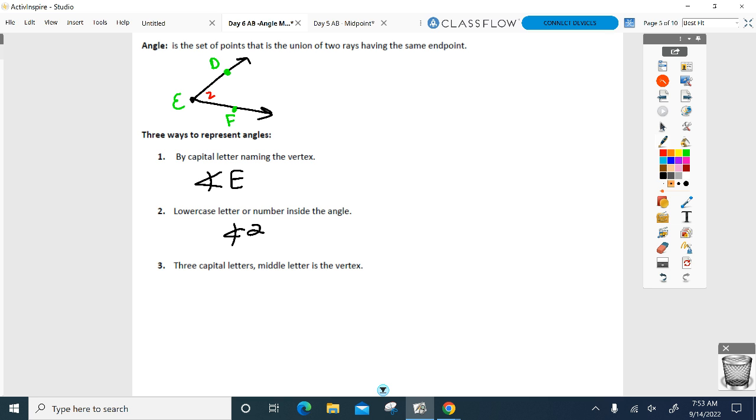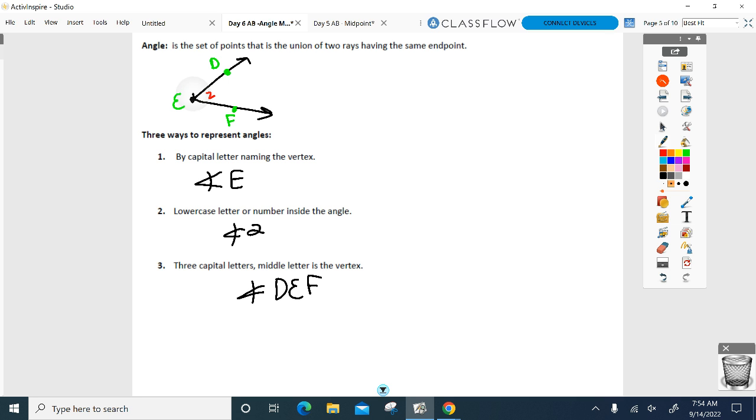Here's what I prefer you do. Name it with 3 letters, where the middle letter is the vertex. Okay. Name the angle with 3 letters, where the middle letter is the vertex. So anybody want to name this angle? DEF. Yep. Angle FED. Fine. I prefer that. Here's why I prefer that. Don't put this on your paper though.